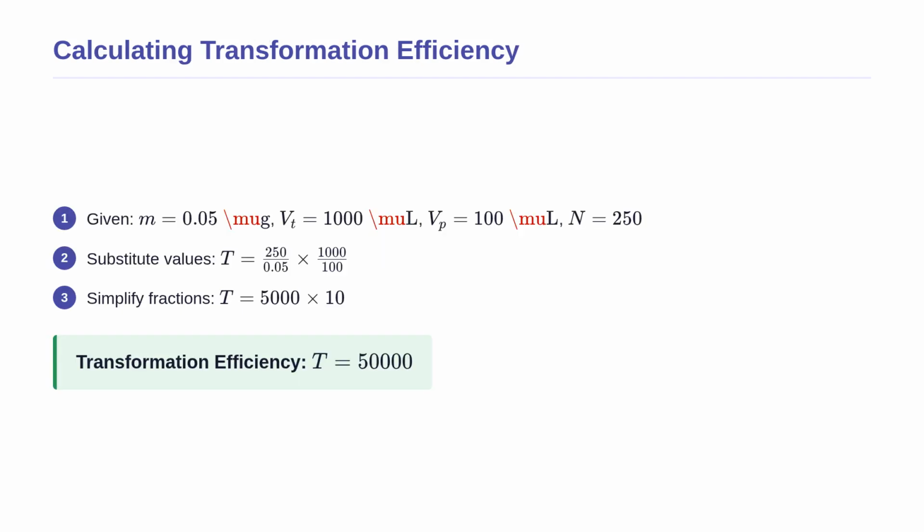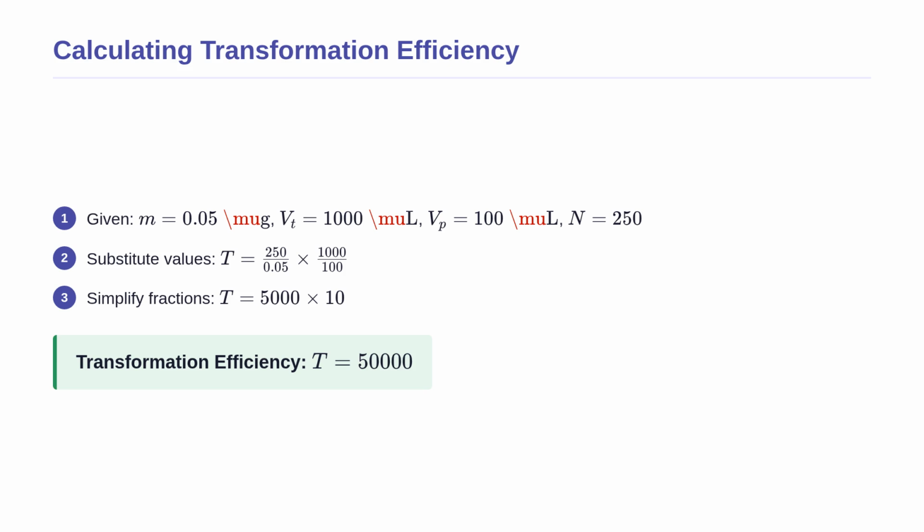Let us see this formula in action with a practical laboratory scenario. Suppose a student uses 0.05 micrograms of DNA. After transformation, the total volume is 1,000 microliters, but they only plate a small sample of 100 microliters. The next day, they count exactly 250 glowing bacterial colonies. We need to calculate the transformation efficiency.